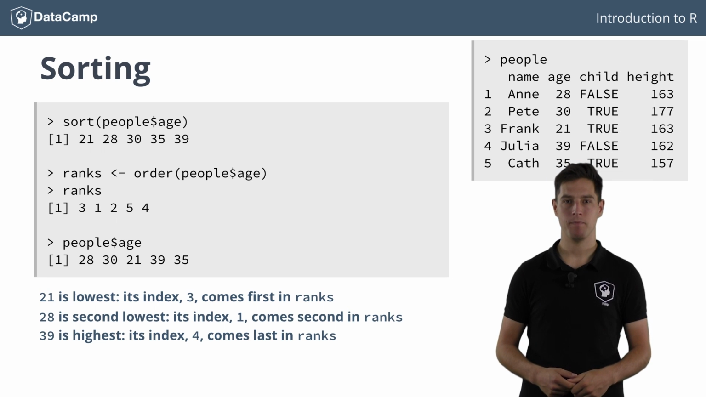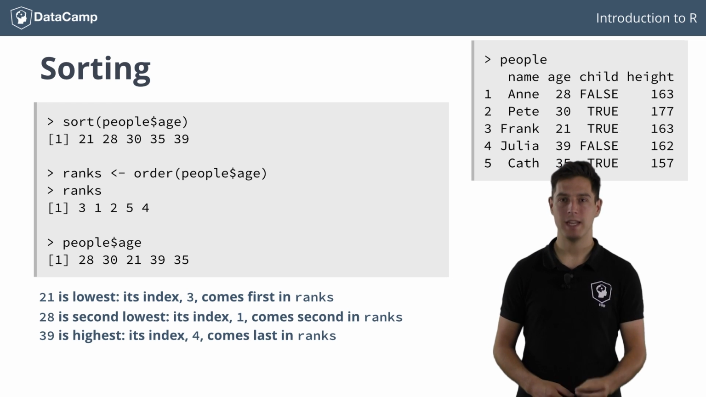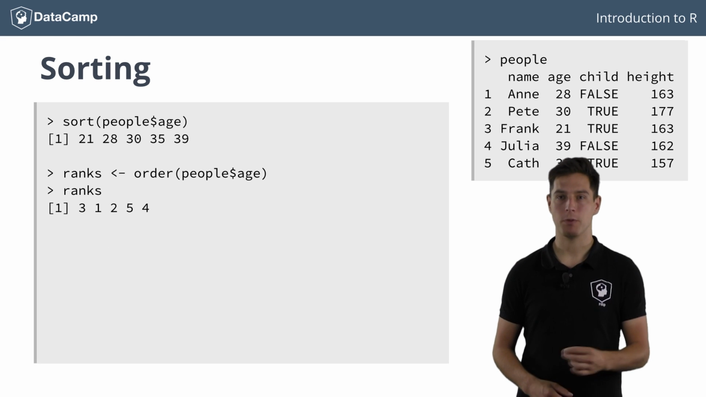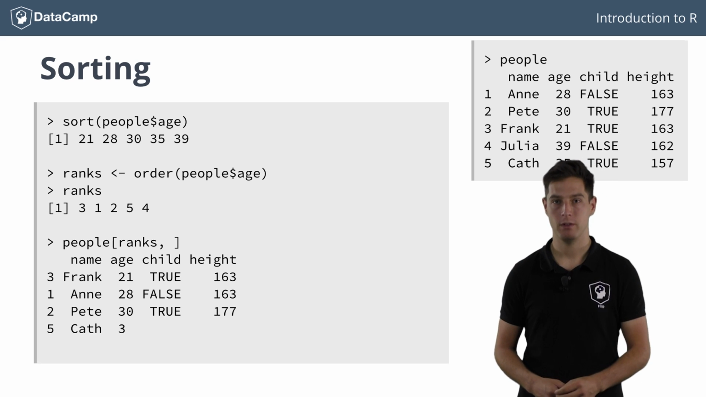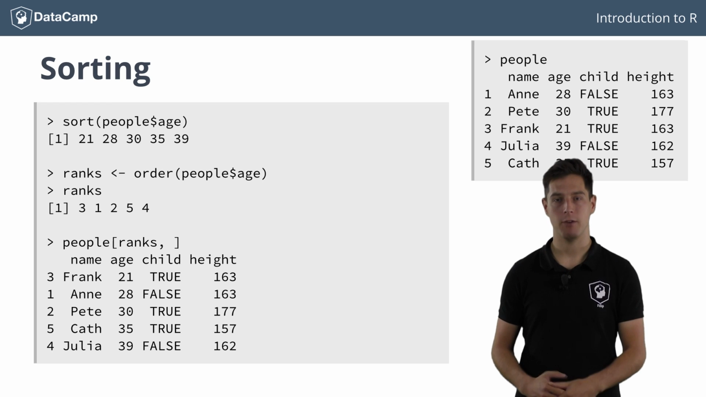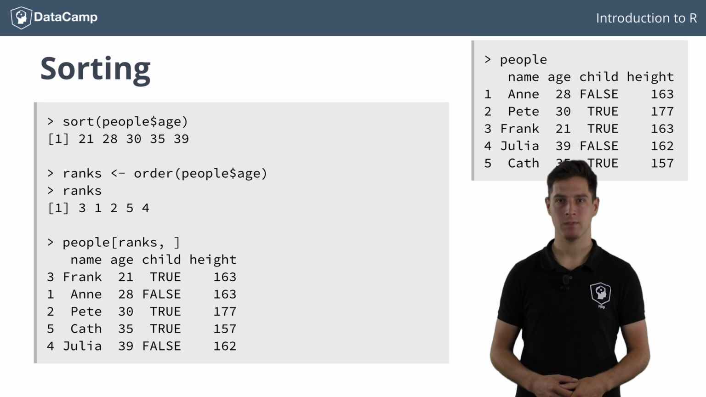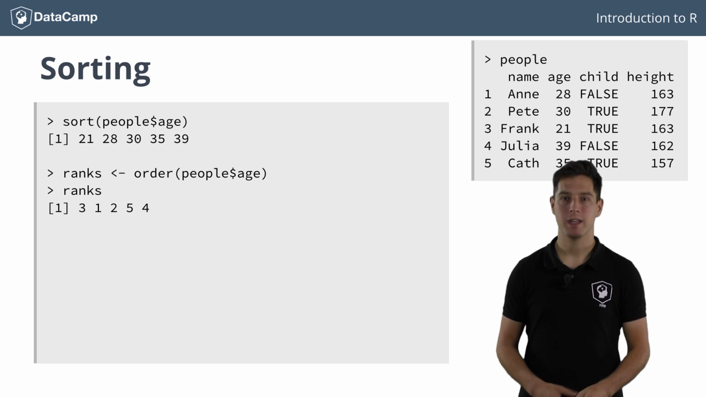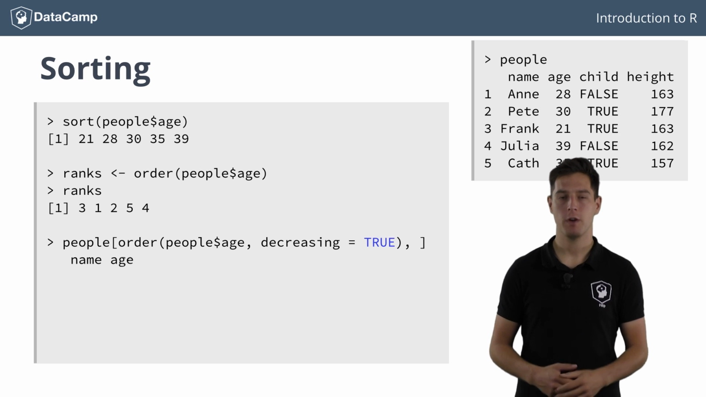Make sense? The ranks vector contains indices that are now used to perform a selection in a scrambled order, such that the result is an ordered data frame. Cool, right? To sort in descending order, you can set the decreasing argument in the order function to true.